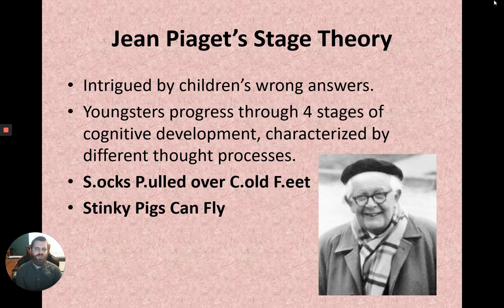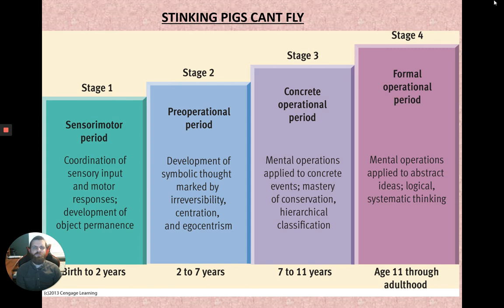There's actually an acronym here that you can use to remember this, and you can make up your own if you want. But some of the famous ones are stinky pigs can fly or socks pulled over cold feet. These are going to characterize the 4 stages of thought processes and cognitive abilities as they develop in kids as they're maturing. Again, stinky pigs can fly, which is SPCF, or socks pulled over cold feet. And now you will see the chart, which has the 4 of them here.